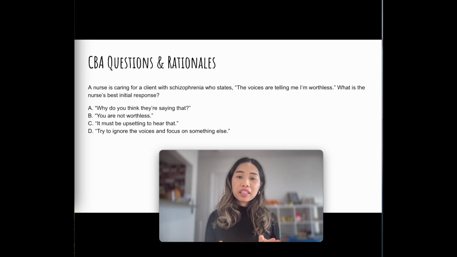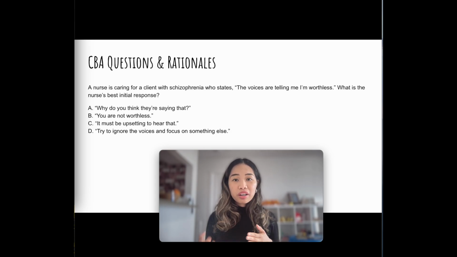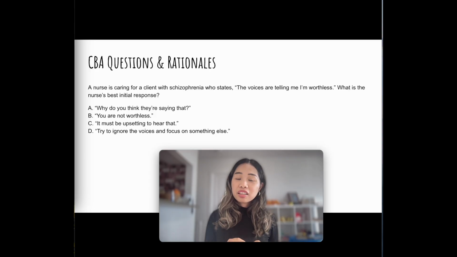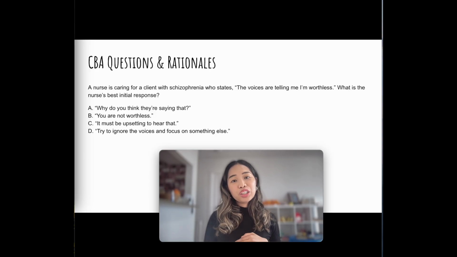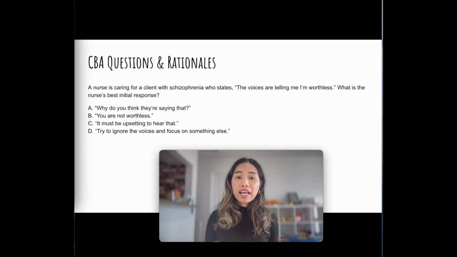Based on my experience and my observation when I'm doing private coaching with clients and when talking to other IENs, and when I used to be a nursing instructor as well, mental health is one of the topics that IENs struggle with. If that's the same for you, ensure that you prepare very well for mental health during your CBA and your SLA. But let's get back to the question. So what do you think is the answer here? And if you answered letter C, you got that correct. So the answer here would be, it must be upsetting to hear that.